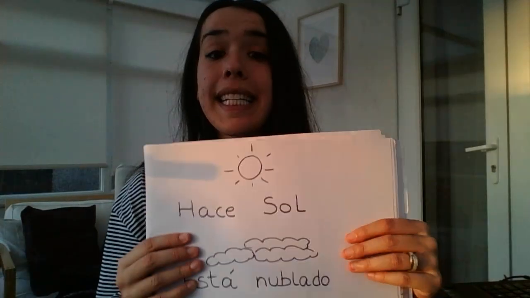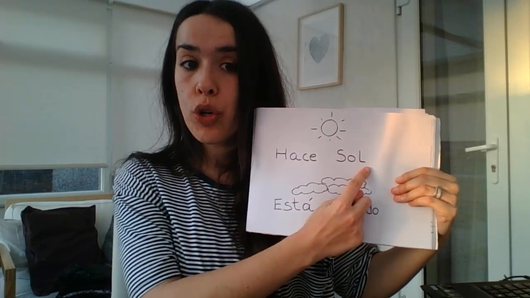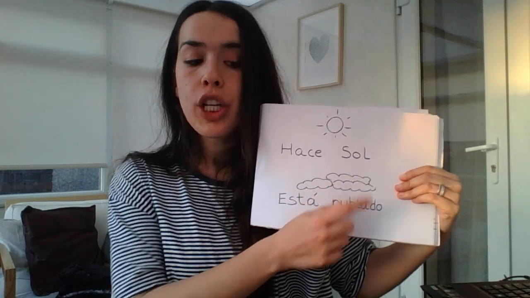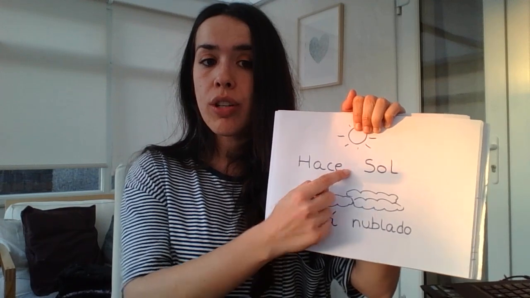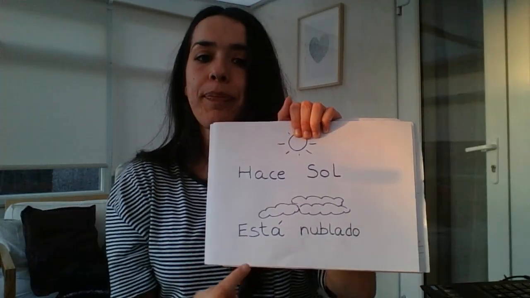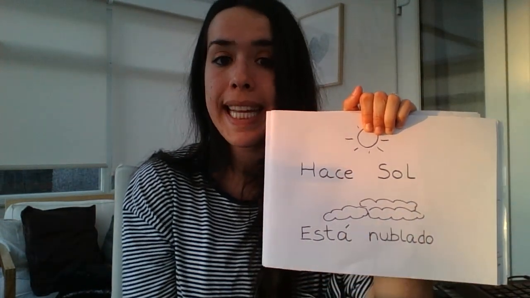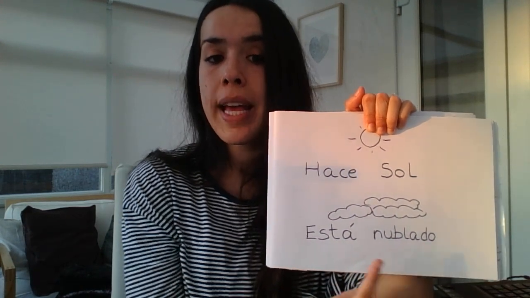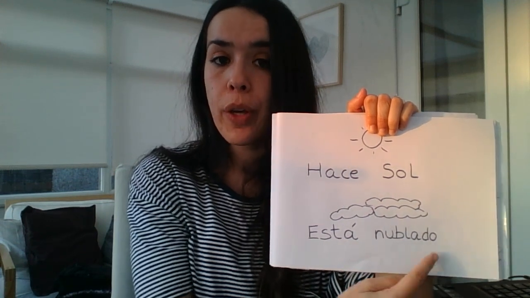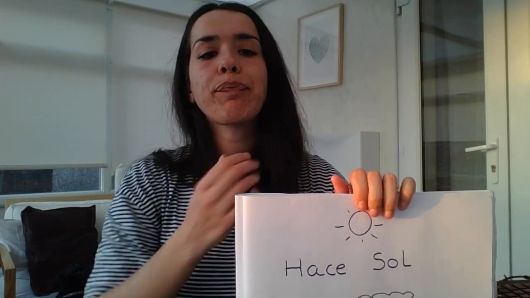We are going to review all together how to pronounce it. If it is sunny, we say hace sol. Hace sol. You remember we did some actions to learn the song. So for hace sol, we do something like this. Then, if it is cloudy, we say está nublado. I think we did something like clouds in the sky. Nublado. So we have hace sol, está nublado.